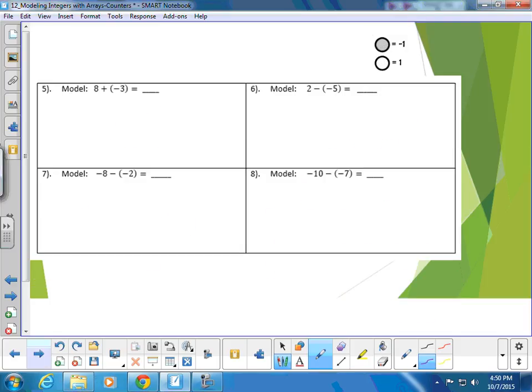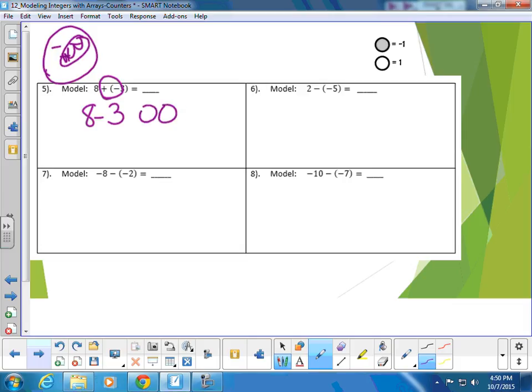Okay, let's look at some where we have double signs in the middle. So we've got to eliminate those double signs. So if I look here, I've got a positive and a negative. Help me out, Integer Bob. Get rid of my positive and negative, and I'm left with just a negative. I rewrite it as 8 minus 3.